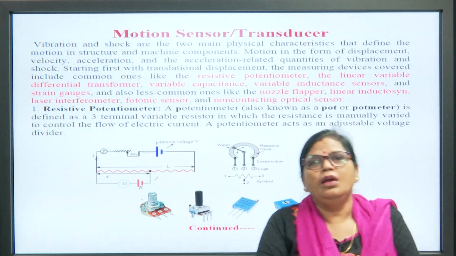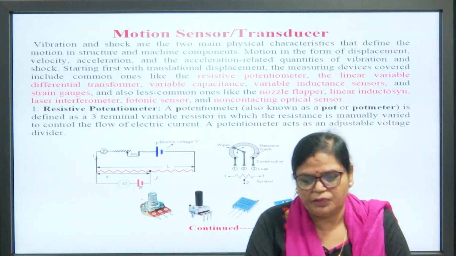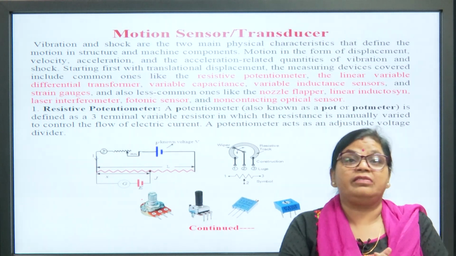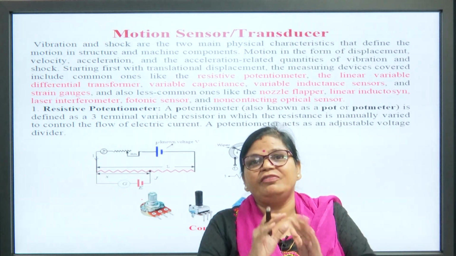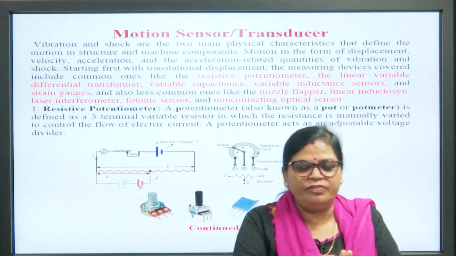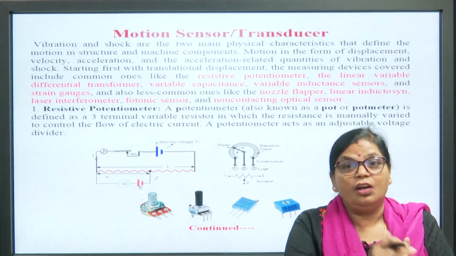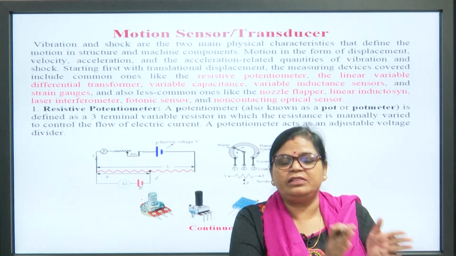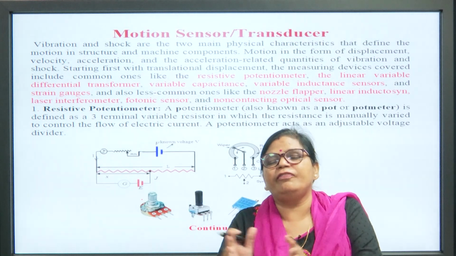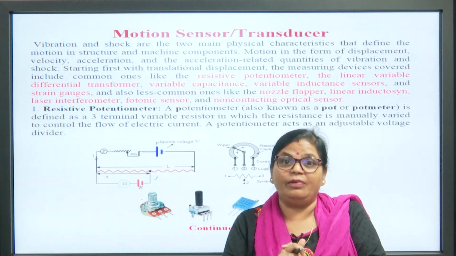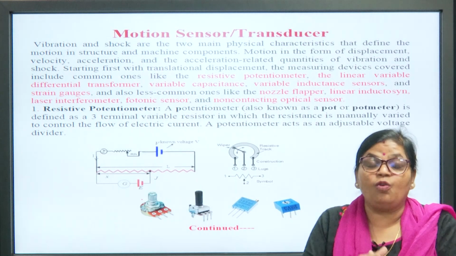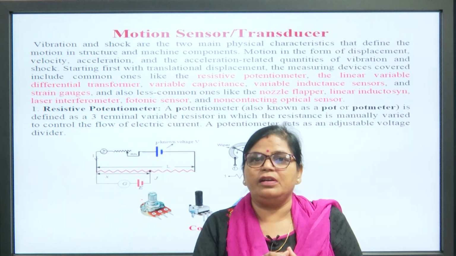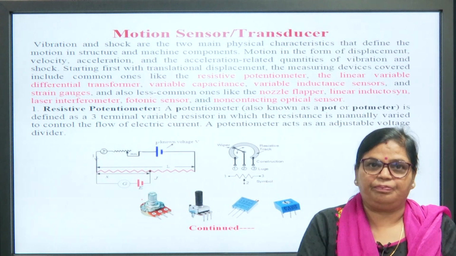Now, coming to motion sensors and transducers. Before discussing motion sensors and transducers, we have discussed different types of transducers. Now, coming to the measurement part, how we can use these transducers to measure different values, different process values, process parameters. So, at this time we consider the motion sensor as the measurement of motion.